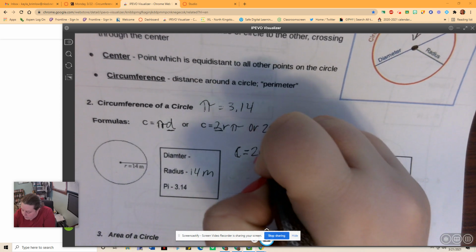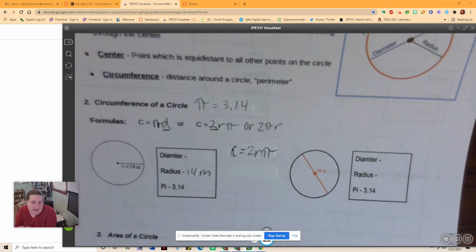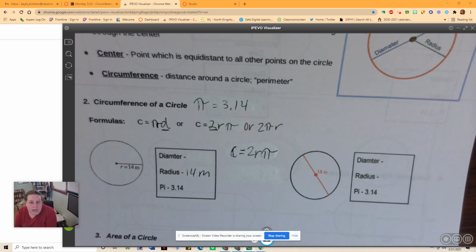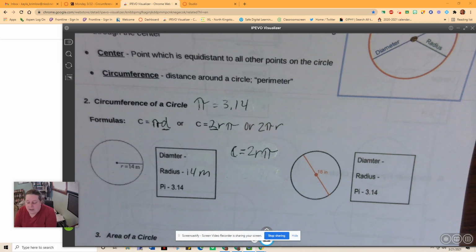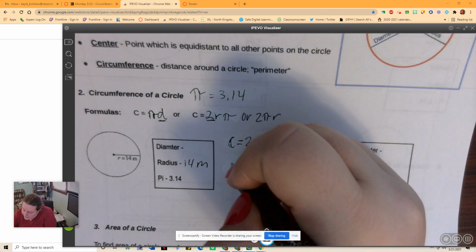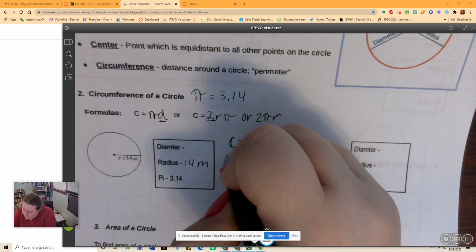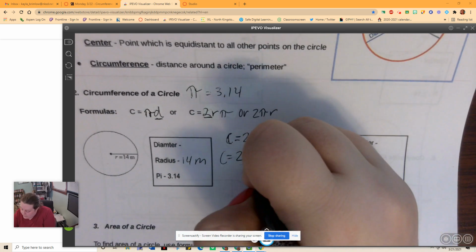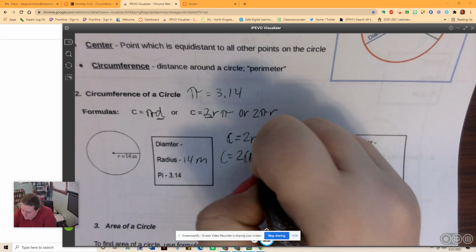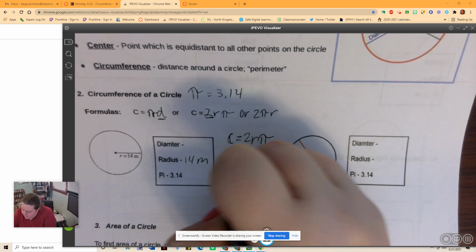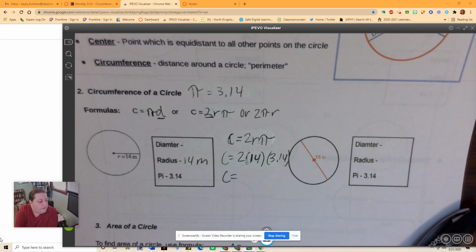So we're going to use the formula circumference equals 2 r pi. Whenever you're given a formula, that should be the first step of your work. It helps you go through the process, and it helps you to organize your work. Now I'm going to substitute in what I know. So I have 2, and I'm just multiplying. So the radius is 14, and then times pi, which we're going to use as 3.14. And then I'm just going to multiply this all together.